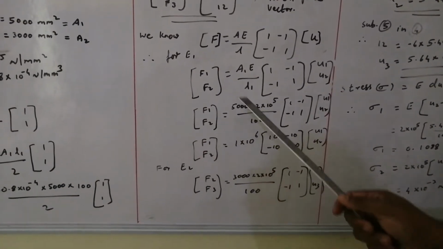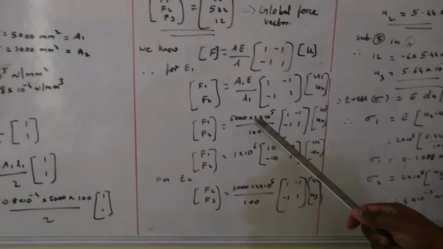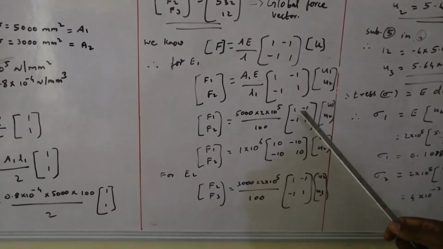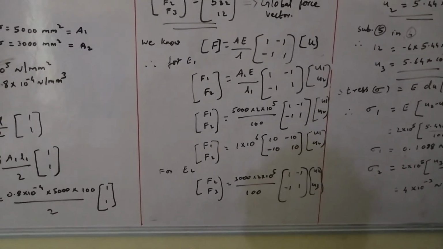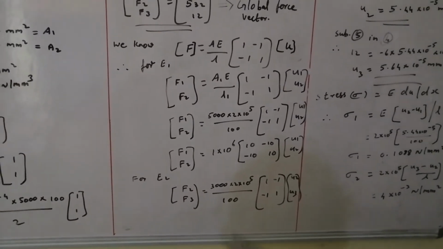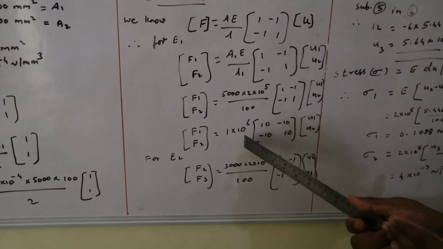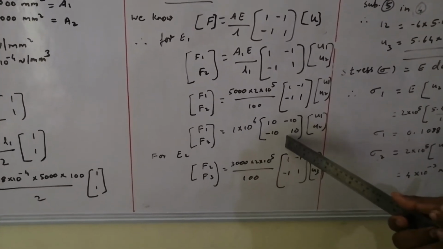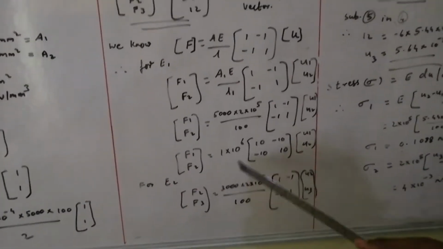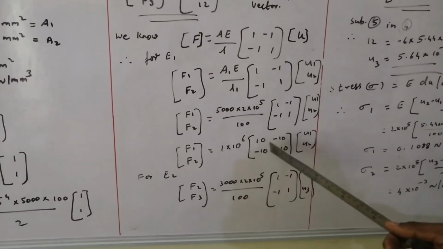So {F1, F2} equals, we know, 5000 into 2 into 10 power 5 by 100, times [1, -1; -1, 1] times {U1, U2}. And here we will get the value as 1 into 10 power 7, and I am taking 10 inside this matrix. So {F1, F2} equals 1 into 10 power 6 times [10, -10; -10, 10] times {U1, U2}.